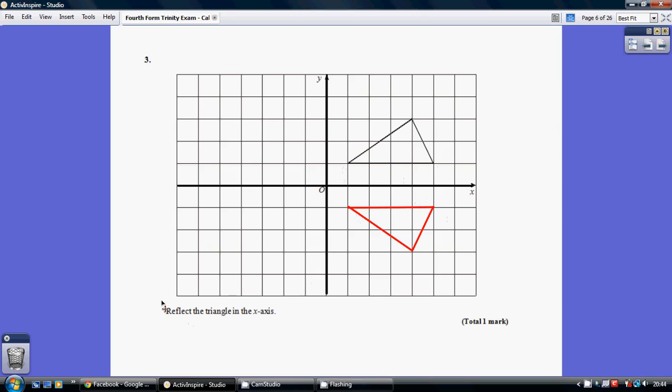Just be careful if the question said reflect the triangle in the line, say x equals 1. That is not this line here. It is this line here, because that is the line where all the x coordinates of the points are 1. So just keep an eye out for that. If it says x-axis or y-axis, that's obvious because that's how they label it up. But if they start talking about y equals 1 or x equals 1, it's the opposite to what you would expect.